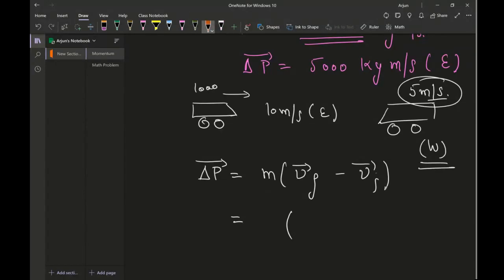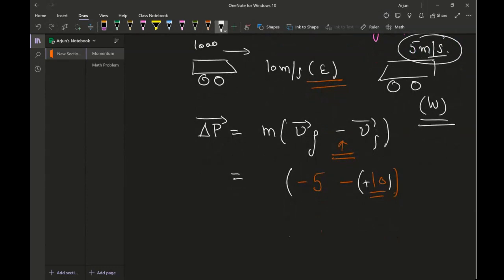So if it is in the west direction, I have to place a negative with it. So negative 5 minus the initial velocity, which is in the east direction, so I'll keep it as positive. So 10, this negative sign belongs to the formula. It does not say that this 10 is negative. 10 is a positive number. So I'll write it like this so that you don't have any confusion.